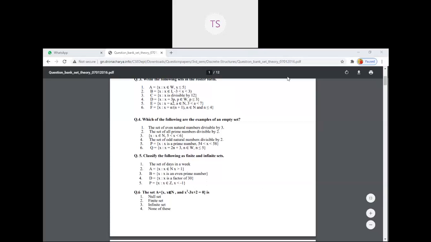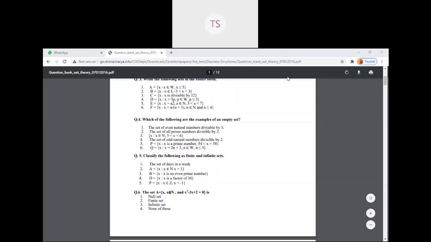6 is an even number. So 6 is divisible by 3, which means yes, we are getting one element. Similarly, 12 is divisible by 3, and it is again an even number. So the first one is not an empty set because we are getting 6 and 12. There are some other numbers also that we will get.